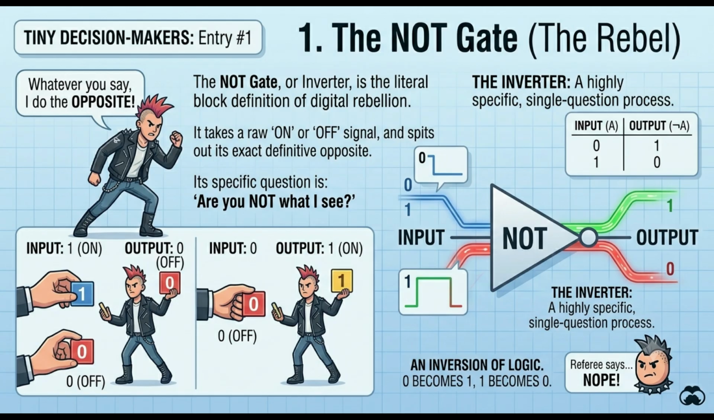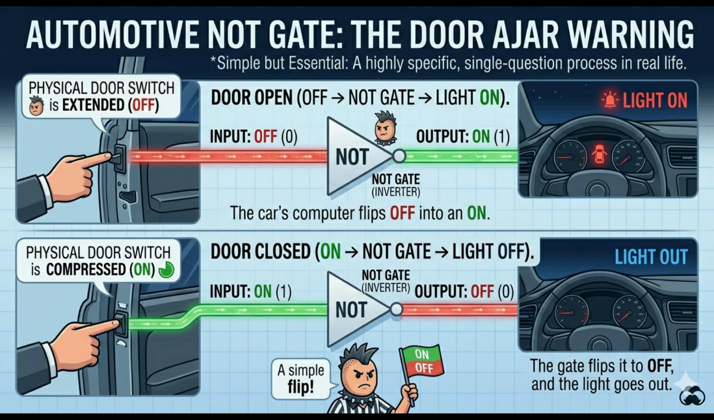To see this in real life, look no further than your car's dashboard. When your car door is open, the physical switch inside the frame is pushed out, which we can call an off state. The NOT gate inside the car's computer flips this off into an on, and suddenly your door ajar warning light turns on. When you close the door, pushing the switch on, the gate flips it to off, and the light goes out. It's simple, but essential.